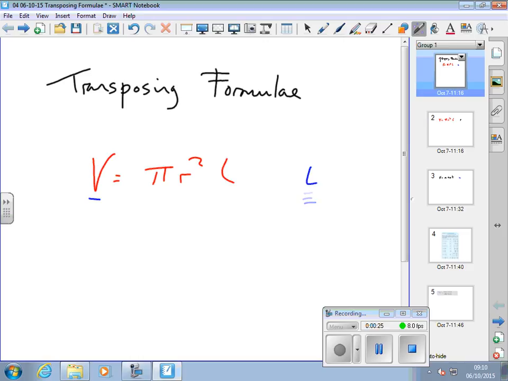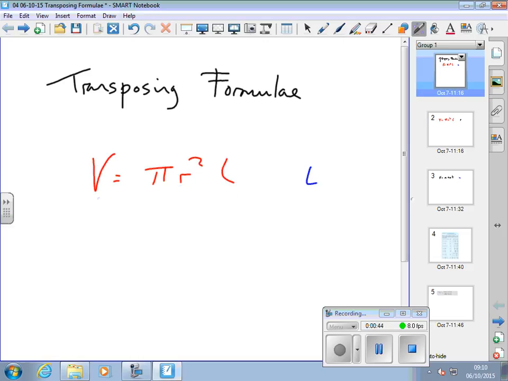It's set up to find the volume. Volume equals, and then here's what I do to get the volume, the recipe I follow to get the volume. I want another recipe that tells me how to find the length. If I know what the radius is and the volume is, how do I find the length? So I transpose the formula and make L the subject.